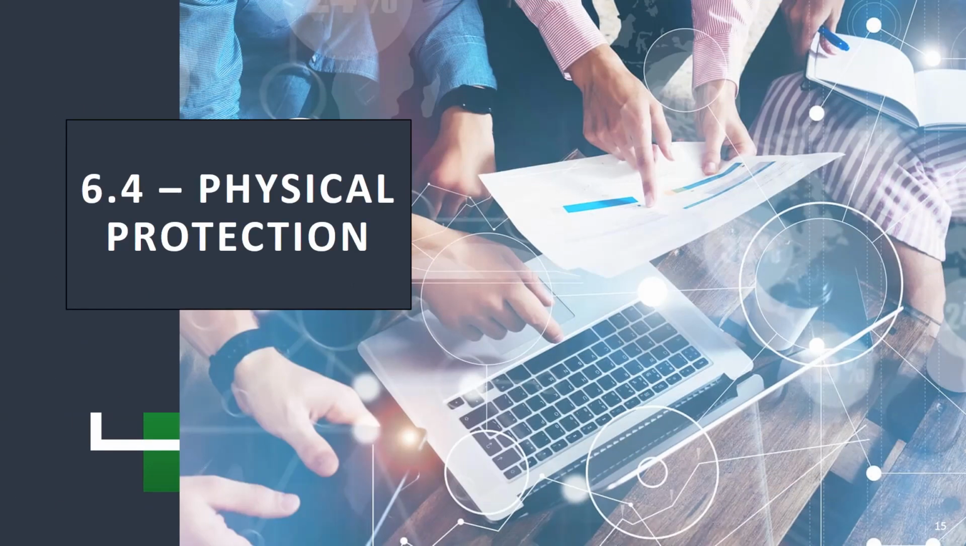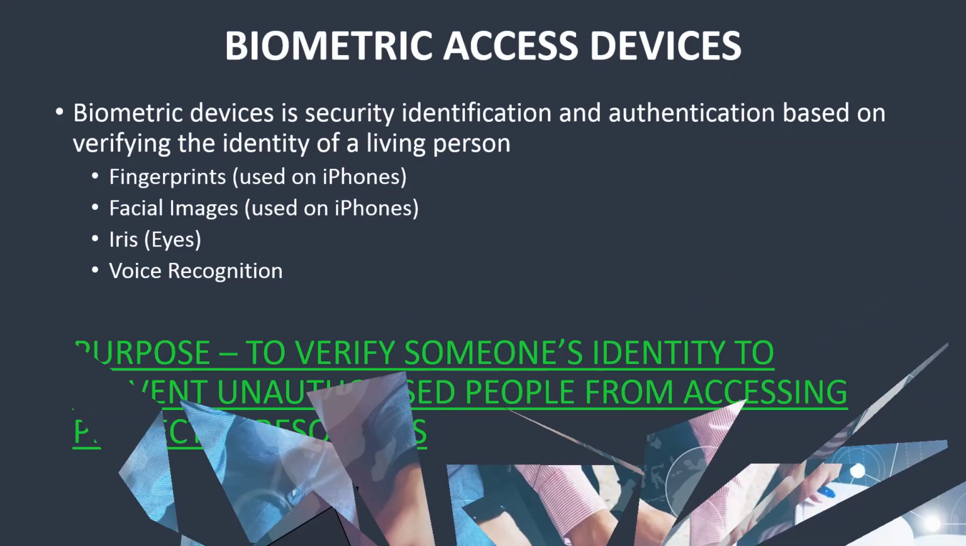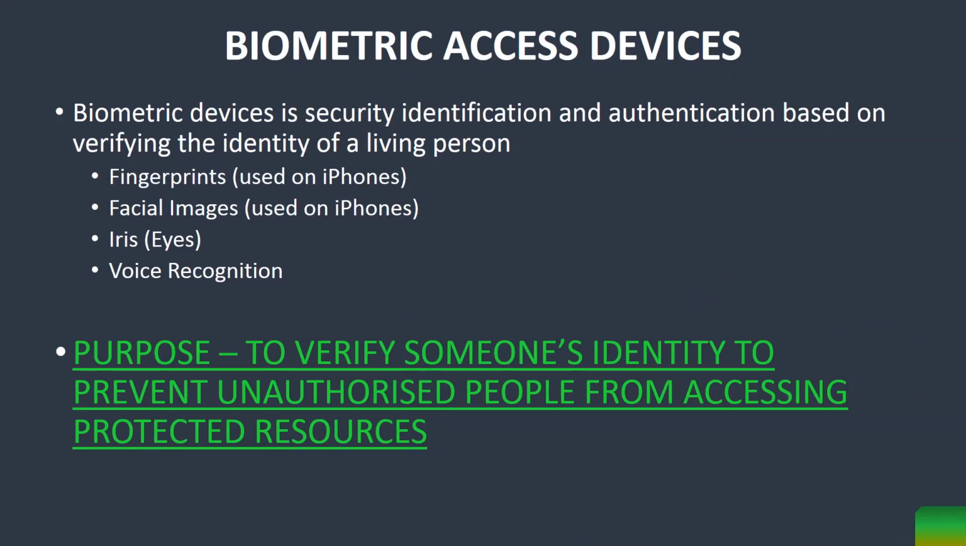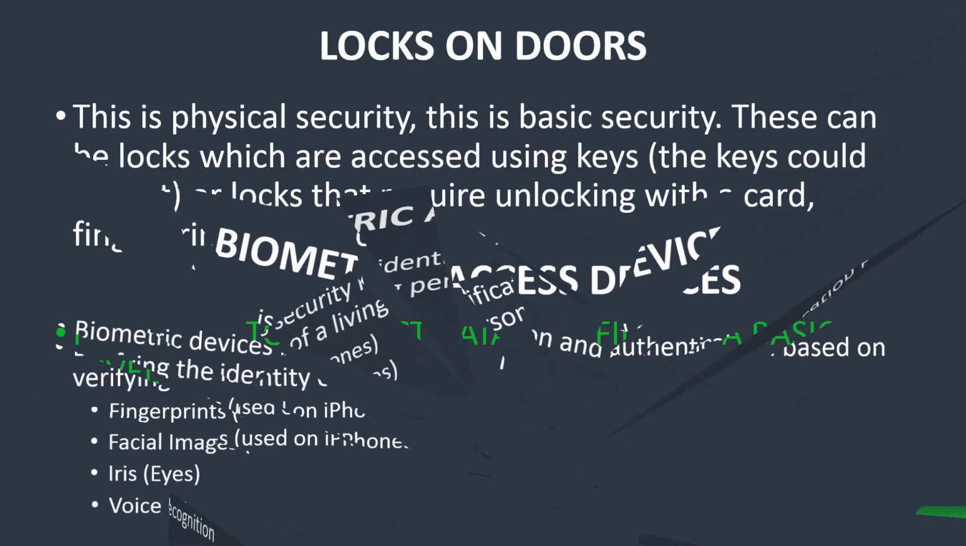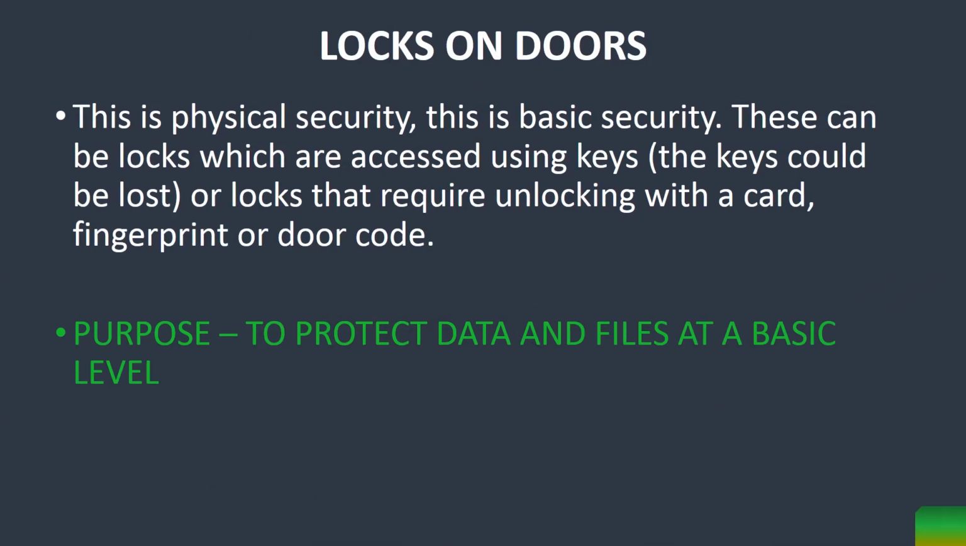Moving on. Physical protection. So how can we physically protect our data? So biometrics, stuff like fingerprint access, facial recognition, iris scanners, voice recognition, and this is to verify someone's identity. Quite simply, locks on doors, making sure that the doors are locked to them computers, so that people physically can't get in to misuse the computers.